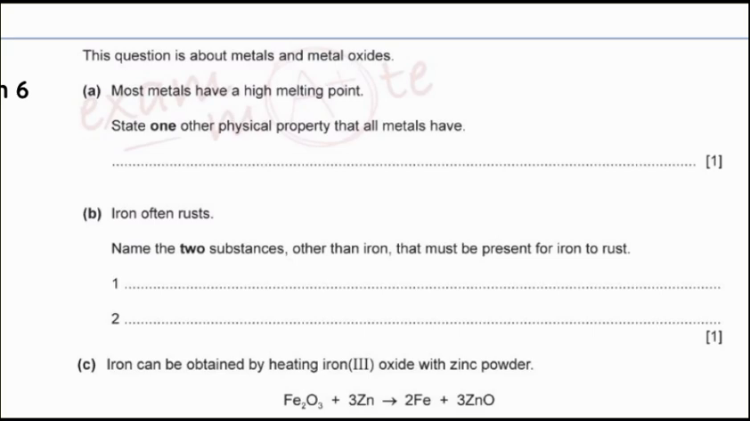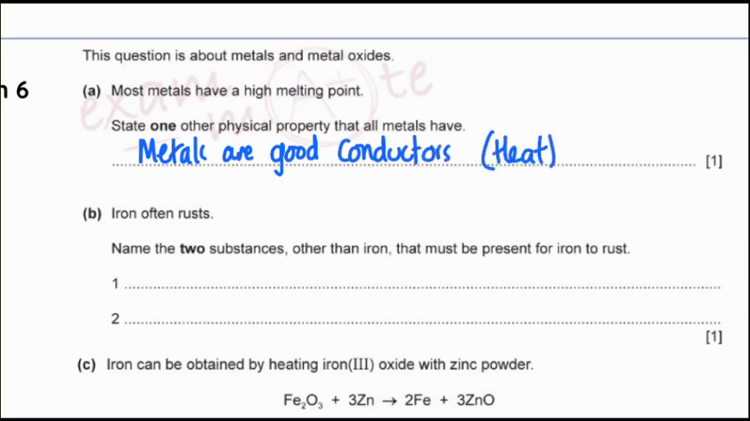Well, the easiest one to go for is metals are good conductors of heat and electricity. Actually, you've got a pick here. You could either put heat or electricity. Both are correct. You could also have gone for malleable, and that would be another one, and ductile.